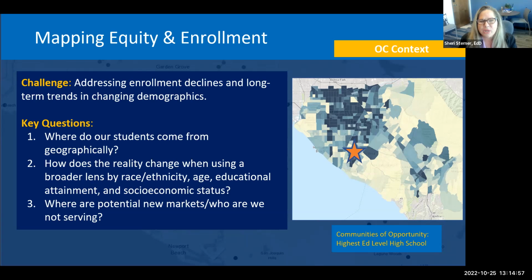So we knew we needed to do a little re-envisioning of how we support our community and our students. So I think we can move on.